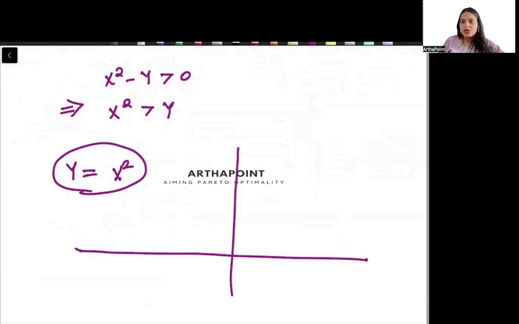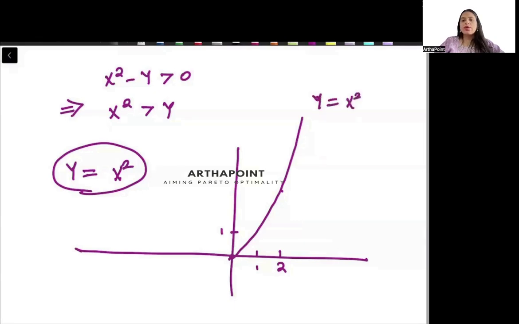How will I plot this? I will plot this such that when x is 0, y is 0. When x is 1, y is 1 square, which is 1. So x 0, y 0; x 1, y 1; x 2, y 4. So I should be getting something like this. This represents y is equal to x square. Isn't it? This is clear. It represents y is equal to x square.